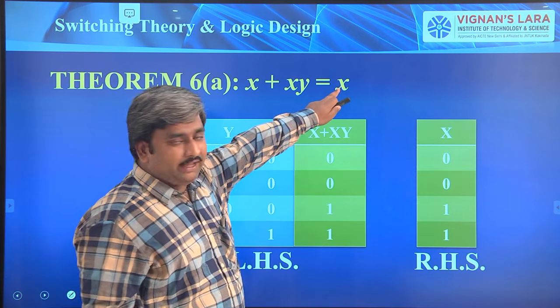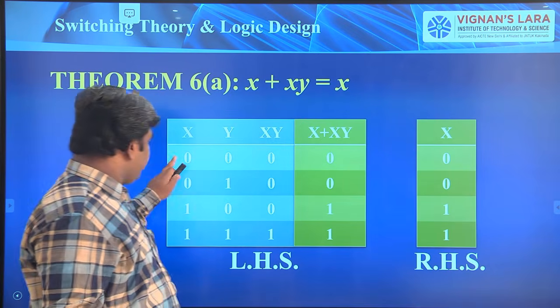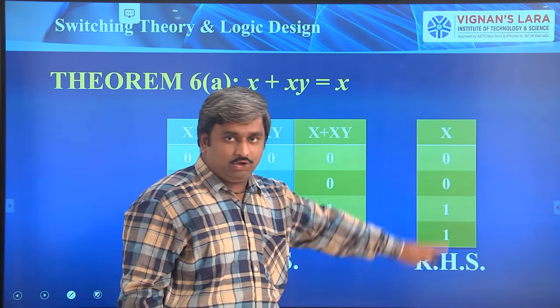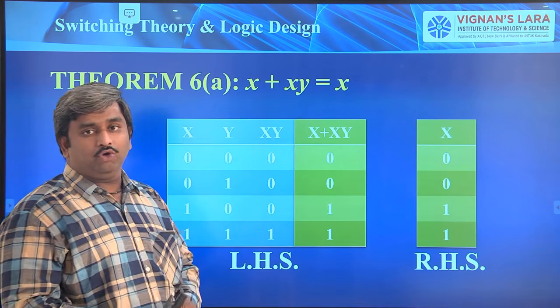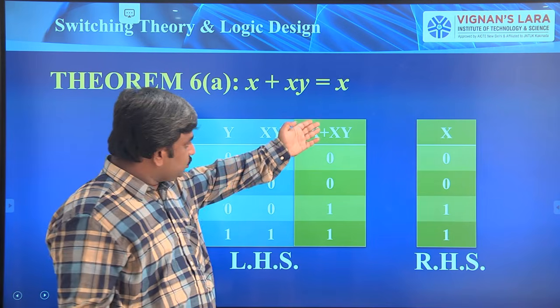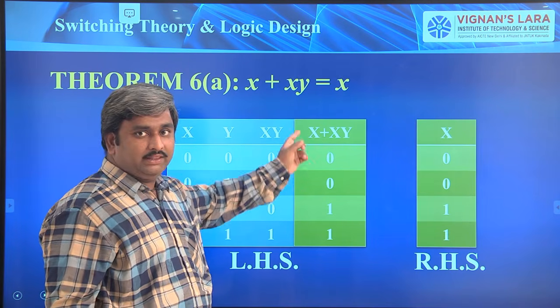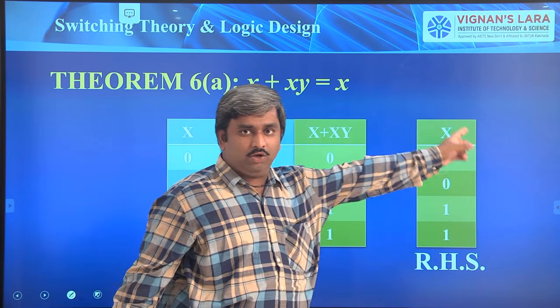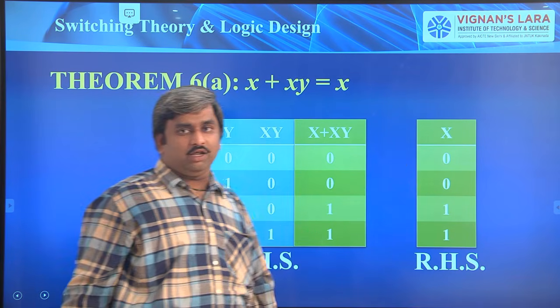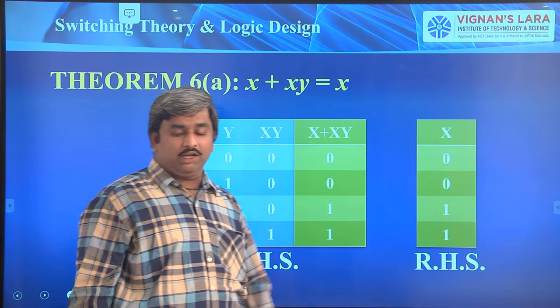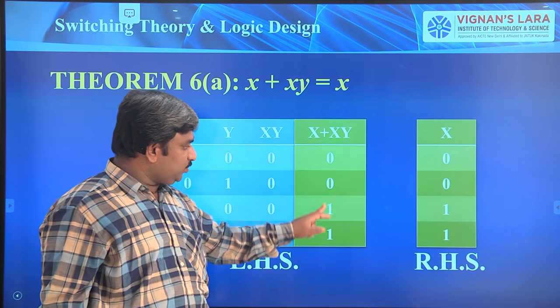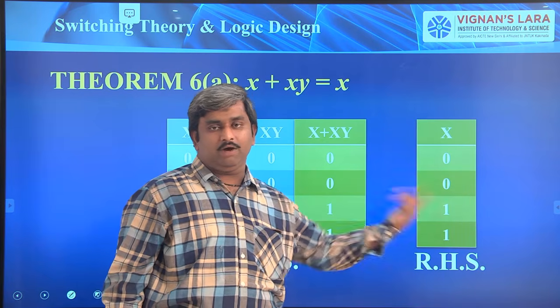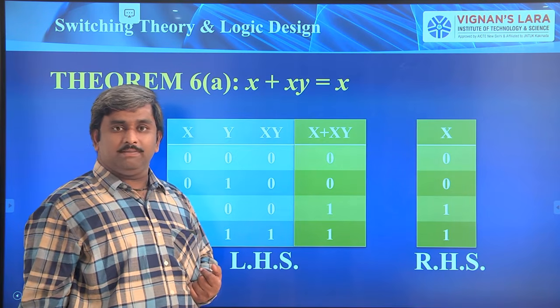What is the RHS value x? What is the x value? 0 0 1 1. Right. Now you have to prove LHS is equal to RHS. The LHS value x plus xy I represented with the green color box. Here the x value I have also represented with a green color box. So see these green color boxes, the x plus xy value and the x value, are both the same or not?